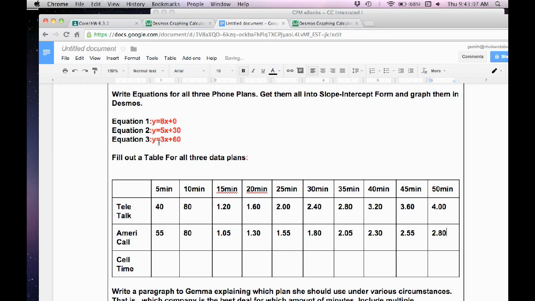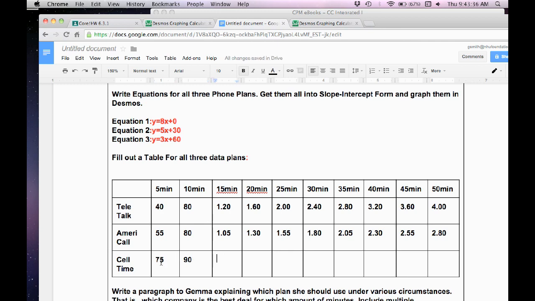All right, last one is equation 3. This is cell time. Our unfortunately named prison-sounding company. Okay, so 60 cents right away when you make the call, but then 3 cents per minute. So for 5 minutes, that'll be 3 times 5, so that's 15 plus 60 is 75. And then for 10 minutes, 60 plus 3 times 10. 3 times 10 is 30. 60 plus 30 is 90, so it's still the worst deal.